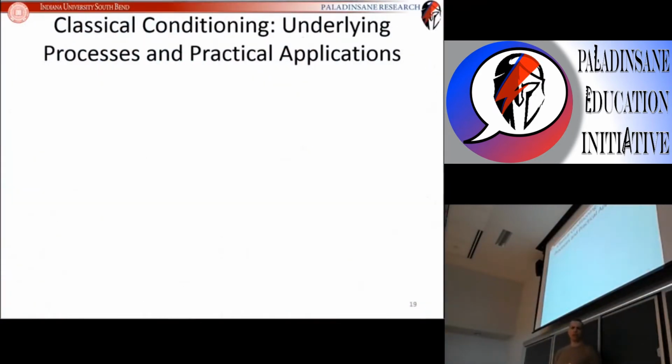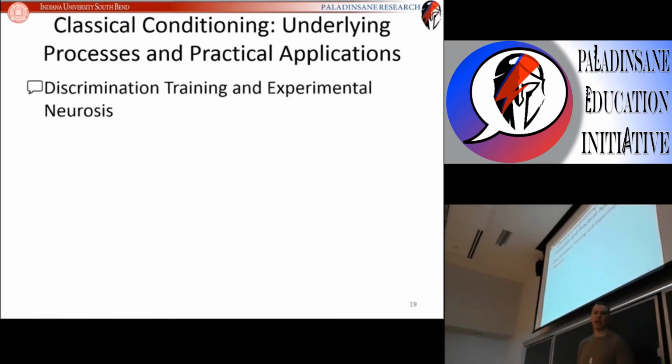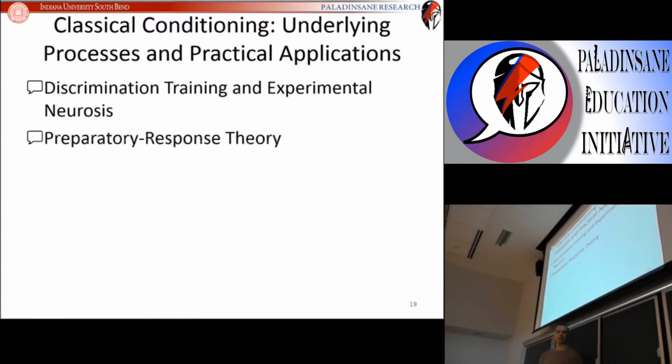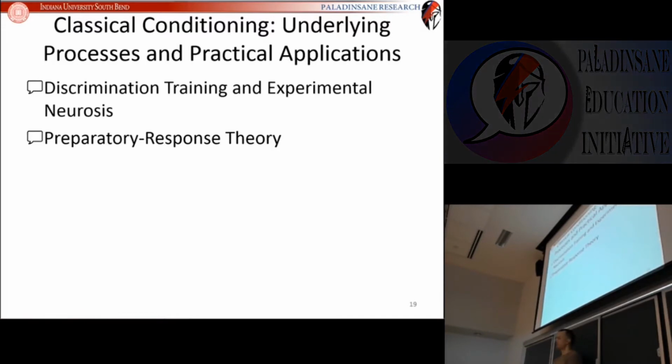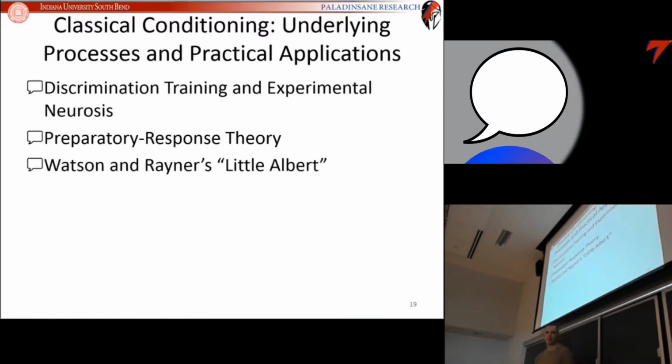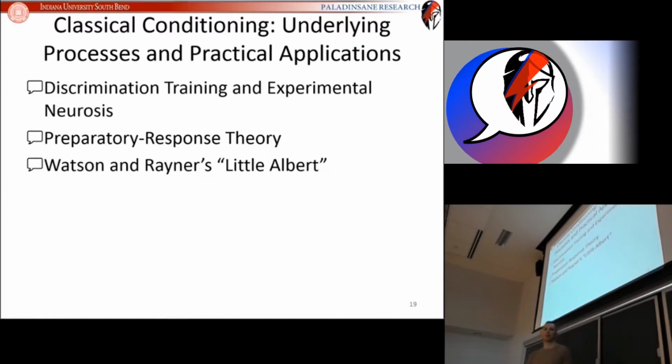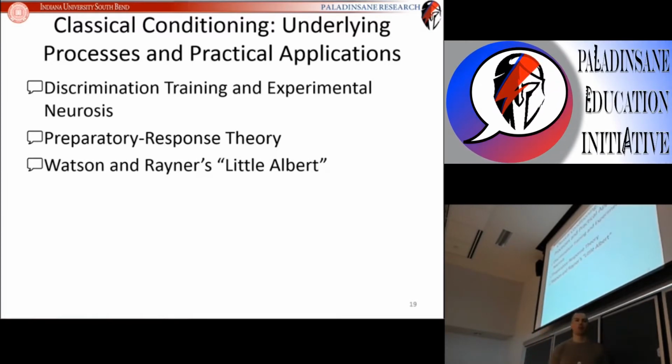So what we're going to look at today, we're going to take a look at discrimination training. We mentioned that before when we were looking at stimulus generalization. We have stimulus discrimination. But we're going to take a look at a new wrinkle, which is experimental neurosis. And then we're going to answer why some conditioned responses are the same as the unconditioned response, why some are different, when we take a look at preparatory response theory. And we'll wrap it all up, if we got time, with a look at Watson and Rayner's Little Albert experiment, a classic experiment on classical conditioning.